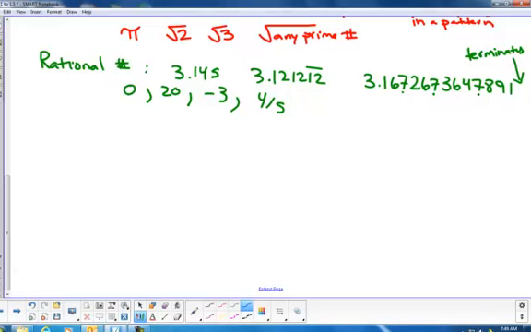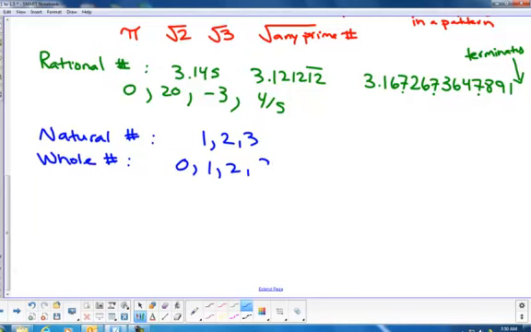3 more. Natural numbers are the numbers 1, 2, 3, and everything above it. Whole numbers include 0 and all positive whole numbers or natural numbers. And integers are all the positive and all the negative whole numbers.